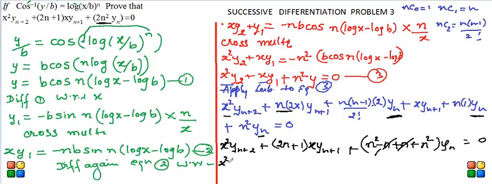x square yn plus 2 plus 2n plus 1 x yn plus 1 plus 2 times n square yn equal to 0.